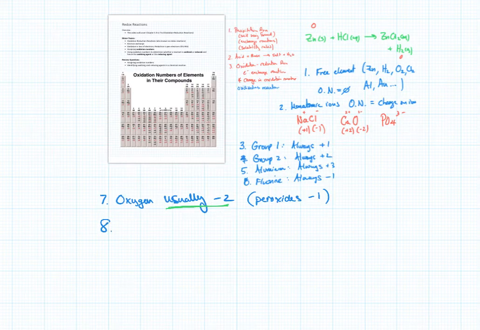Number 8, hydrogen is usually +1. There are exceptions. They're called metal hydrides. Those are very rare, and those are -1. But I would never give you a case where hydrogen was a metal hydride.